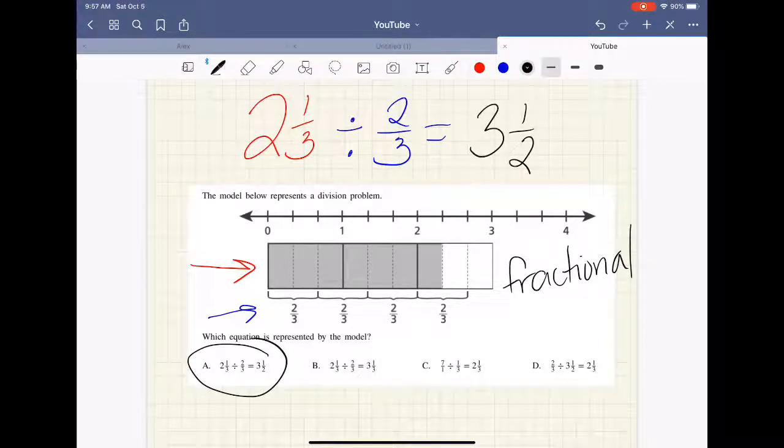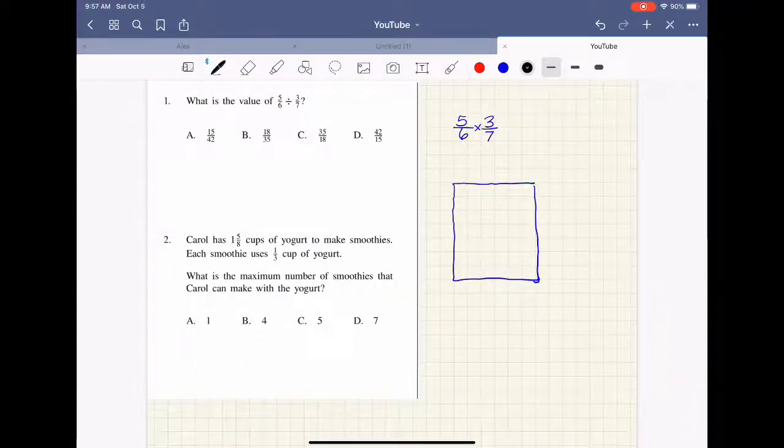So somehow my model has to show that when I'm dividing. And that's what makes dividing with fractions kind of hard to conceptualize, because I'm breaking things into pieces of pieces. So what I would recommend is using grid paper and looking at arrays. So let's see what we're talking about here.